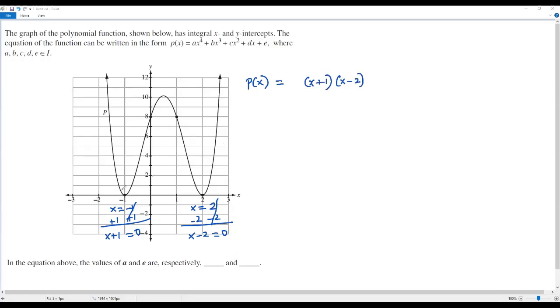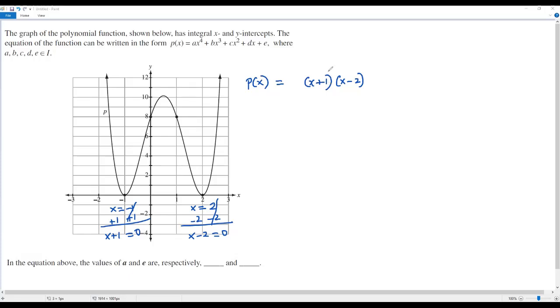Here at the x-intercept -1, the graph does not cross the x-axis, it just touches the x-axis. So since the graph touches the x-axis at the x-intercept -1, the multiplicity of this factor x plus 1 must be an even number. The same thing at the x-intercept 2: the graph touches the x-axis, so the multiplicity of this factor x -2 also must be an even number.